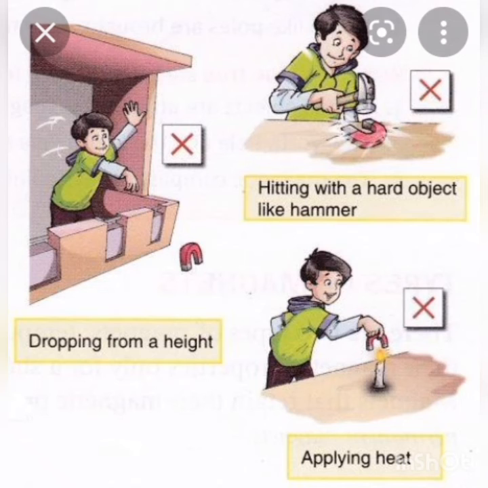Now, care of magnets. How can we care for magnets? A magnet can lose its properties due to the following activities: dropping from a height, hitting with a hard object such as a hammer, and applying heat. Improper storage can also cause loss of magnetic properties. So, bar magnets should be stored in pairs with unlike poles alongside each other. A horseshoe magnet should be stored with a piece of soft iron kept across its poles.